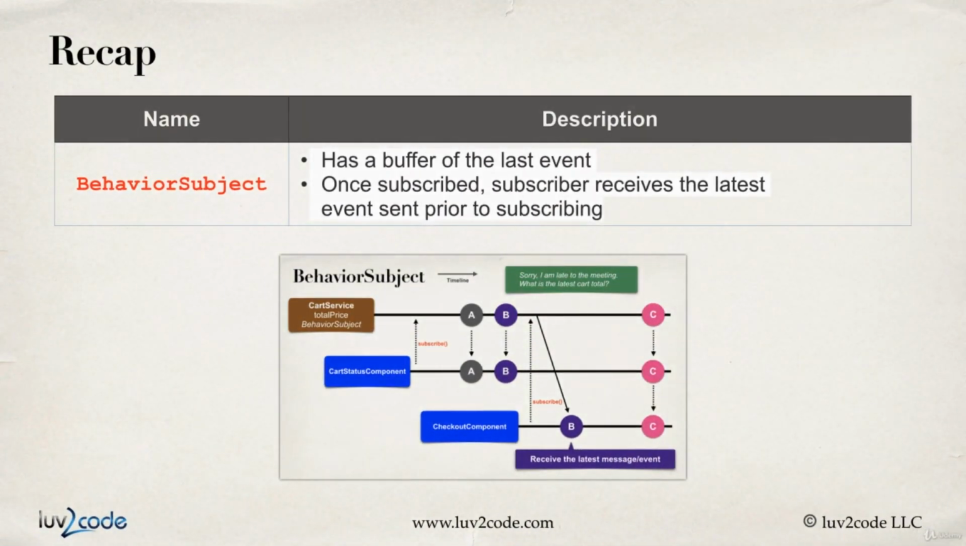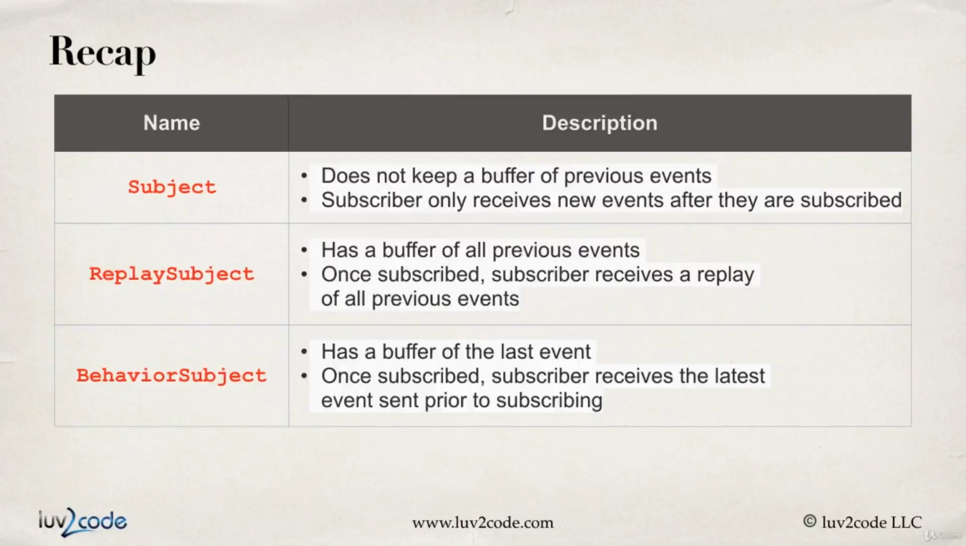And then for behavior subject, it has a buffer of the last event. Once subscribed, subscribers receive the latest event prior to subscribing. So whatever the latest item is, that's the one that they'll get. Similar to the example I used for age, you simply get the latest age of the person. Or for a shopping cart, you'll get the latest total quantity or the latest total price. And now here are all the three subjects placed on one slide together, so you can review them and get a good feel for what they're about.